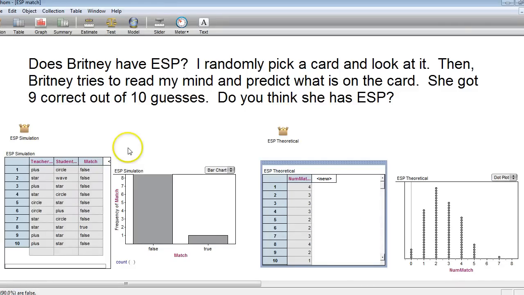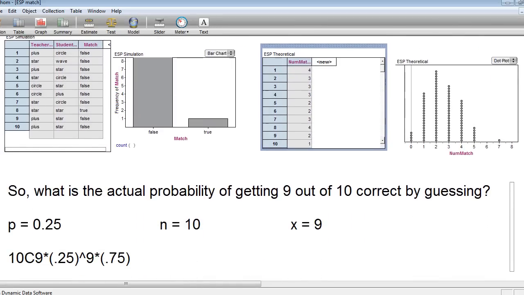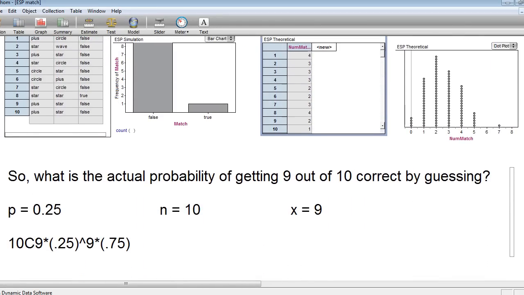We're not getting any 9s, whether we did the simulation this way or we did the theoretical probability with the binomial distribution. We're not getting 9 out of 10 correct. So what is the actual probability of getting 9 out of 10 correct by guessing? Our probability of success is 0.25. The number of trials is fixed at 10. And our question is, what's the probability of getting exactly 9 correct out of 10?